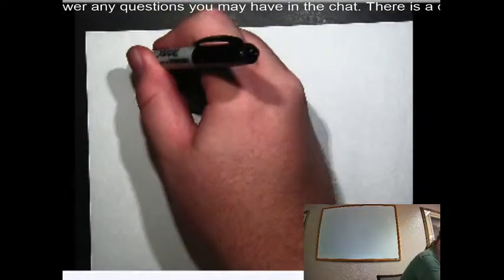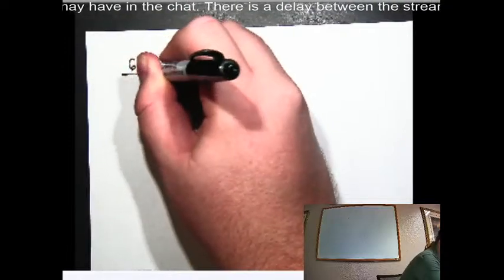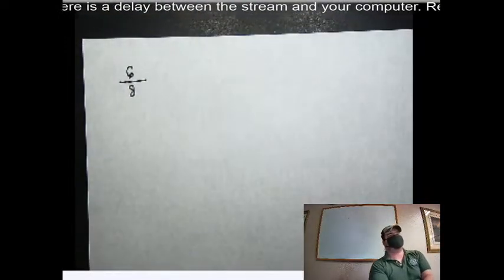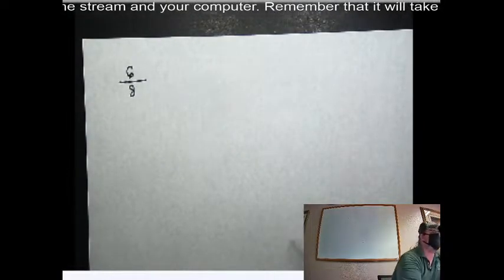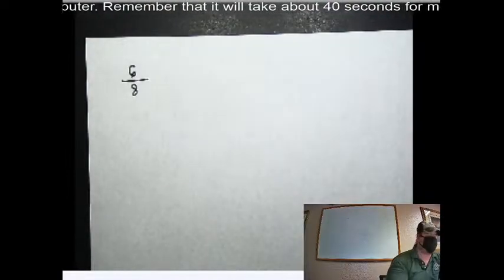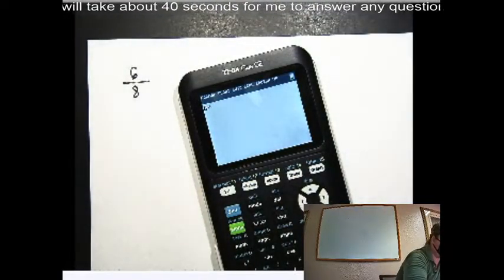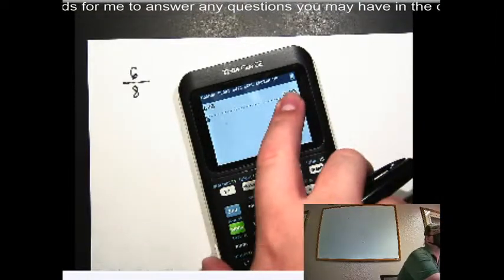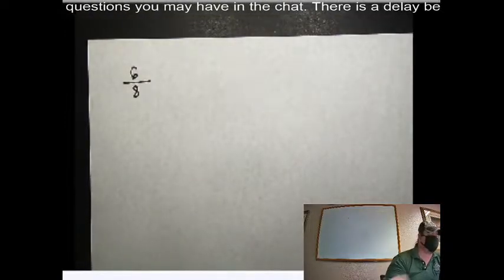So first, a fraction is composed of two numbers. And the idea behind the fraction is that we're expressing division here. So 6 divided by 8. Now, of course, we could plug 6 divided by 8 into our calculator and get an answer, some decimal. But a fraction is what we call an exact answer.